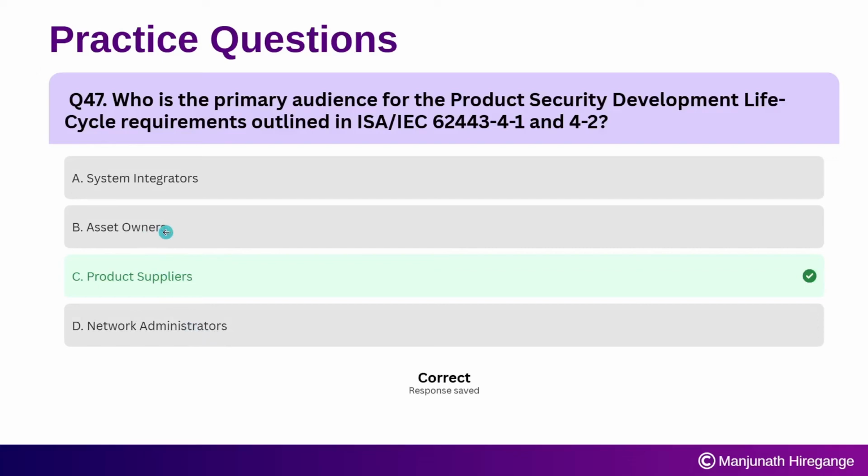Asset owners basically include many products from different vendors. System integrators also collect and maintain, basically they integrate the various products. Network administrators obviously maintain and administer the networks. Hence the answer is product suppliers.